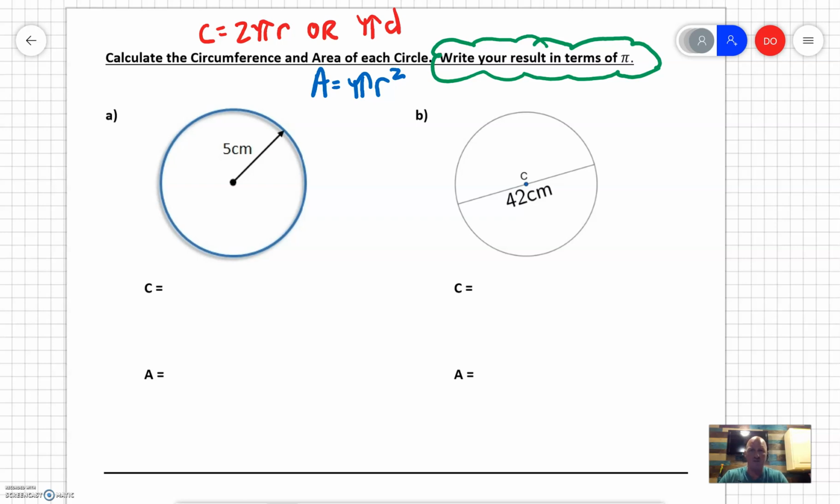So we're going to calculate the circumference of a circle, which is 2 times pi times the radius, or also pi times the diameter works, because 2 times the radius is the diameter. And then the area formula being pi times the radius squared.